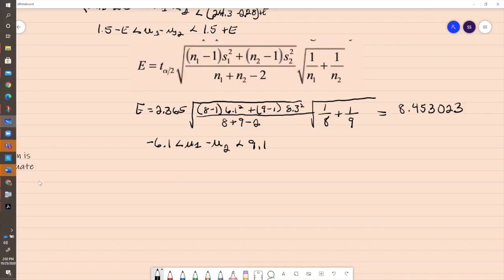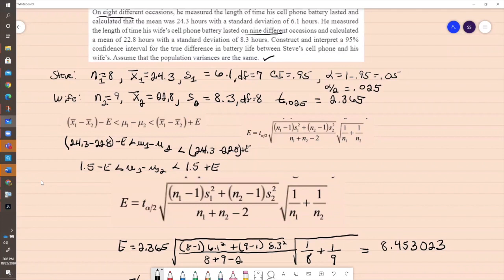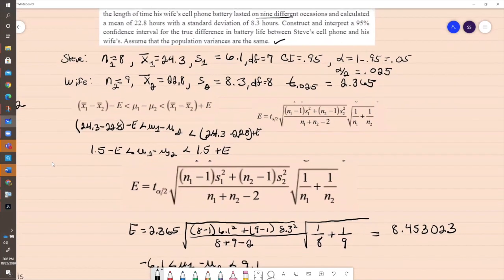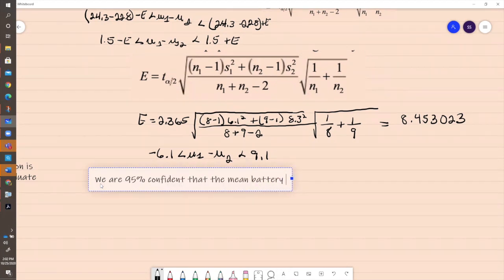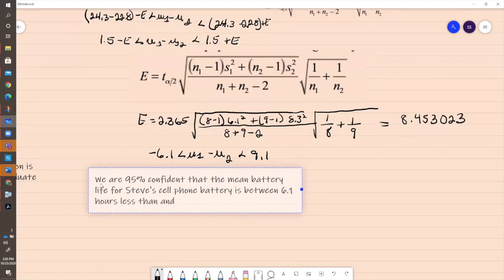Now we need to, it says, construct and interpret a 95% confidence interval for the true battery life. We're going to start off with Steve's cell phone because the question said between Steve's cell phone and his wife's. We are 95% confident that the mean battery life for Steve's cell phone battery is between 6.1 hours less and 9.1 hours more than, remember, you have to take both of those into consideration, the mean battery life for his wife's cell phone.